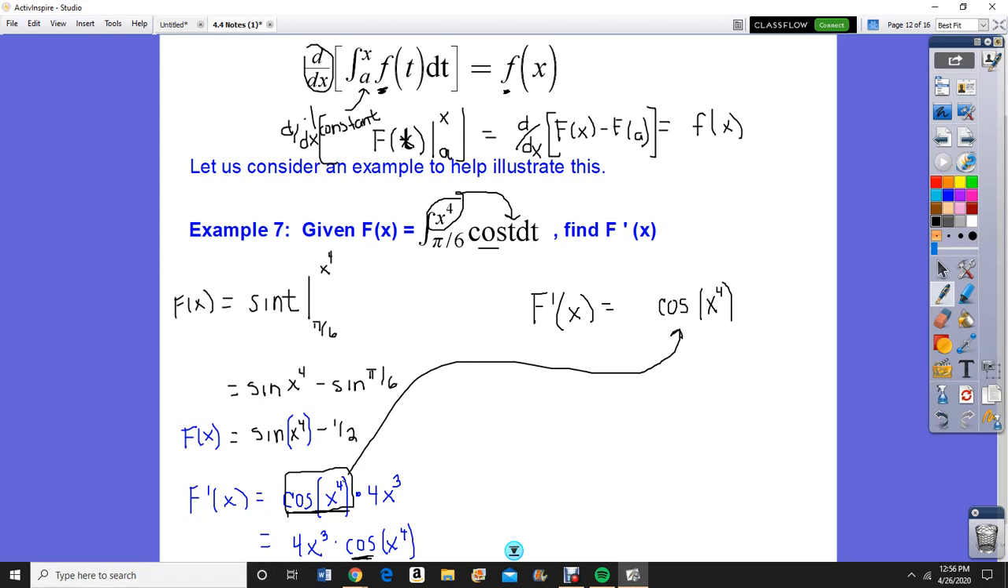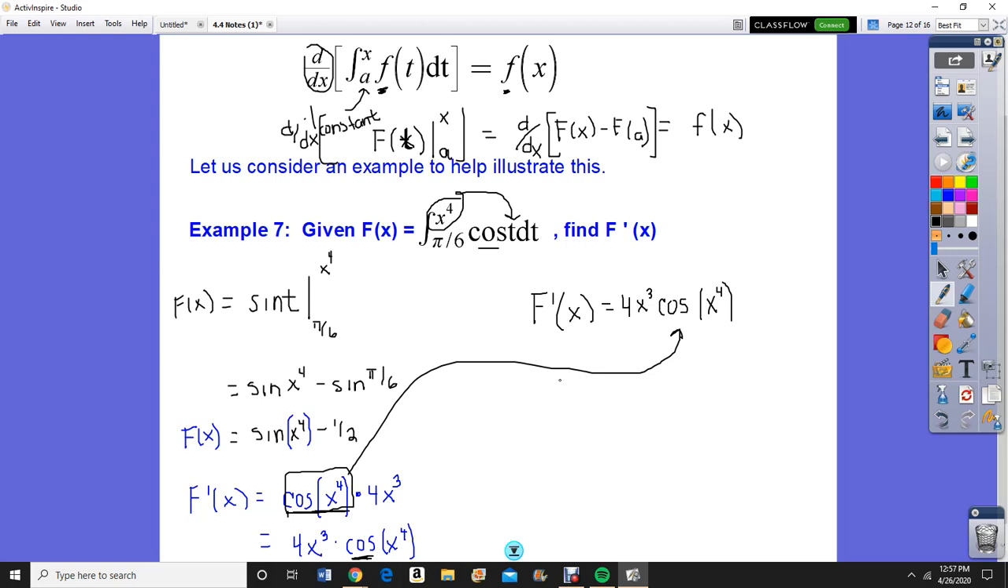What we have left to do is differentiating this inner function, or in other words, differentiating what that upper bound was. So again, the derivative of x to the 4th is 4x cubed. And now you can see those answers are the same.